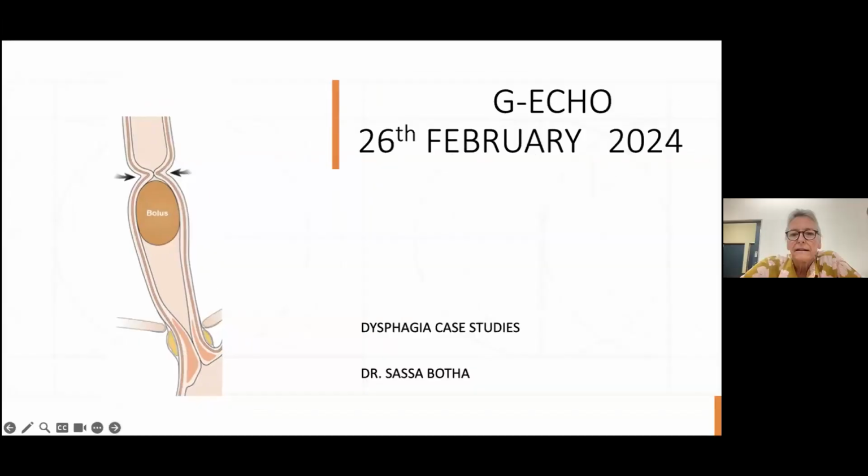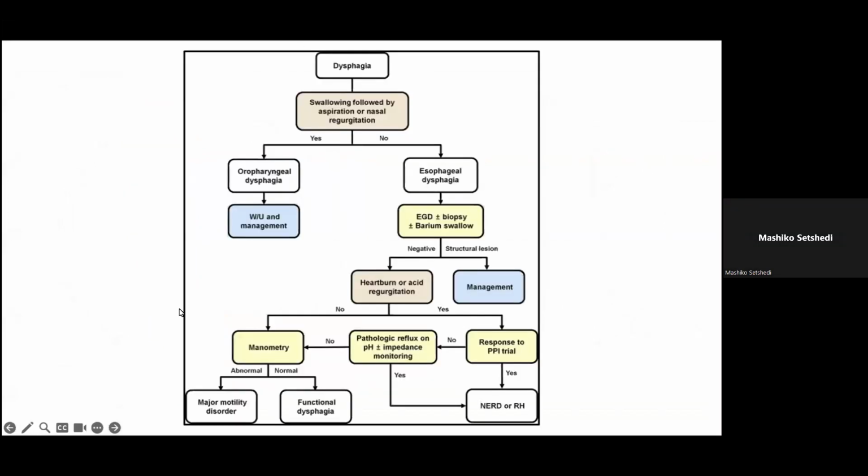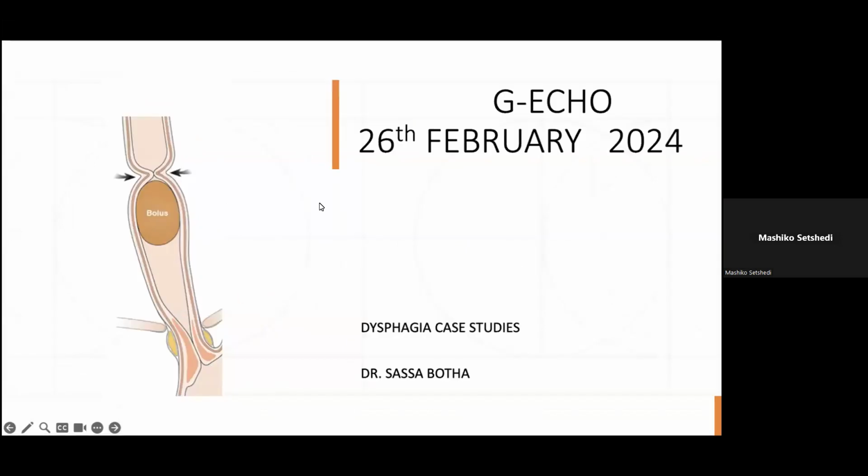Sassa? Okay. So Dr. Botha needs absolutely no introduction. If you have never met Dr. Botha, then perhaps you are really very new to gastroenterology. She truly is the only expert that I'm aware of in South Africa, if not the continent, on motility disorders and the tools that are used for the diagnosis and management of these conditions. So I think you guys are really very fortunate. We all are fortunate to benefit from her insights and her experience. Sassa, take it away. I'm looking forward to this.